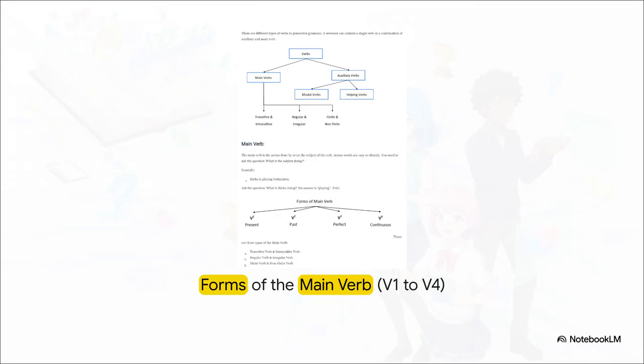And here is the real aha moment. For sentence correction, main verbs mutate. They literally change forms from V1 all the way to V4, shifting across present, past, perfect, and continuous states. Understanding these forms, knowing how they morph, is absolutely crucial. It's the absolute key to mastering tense consistency.